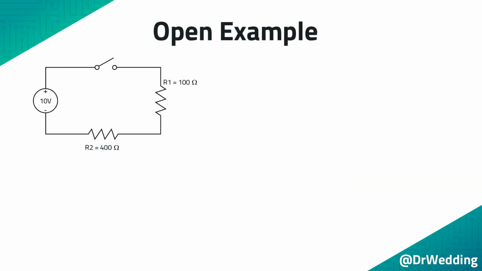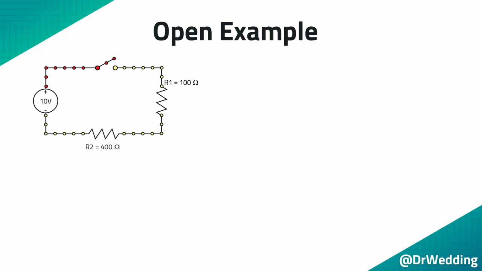First, let's investigate an open. An open is a break in the circuit. It might be an accident like a broken trace on a printed circuit board, or it may be intentional like a switch that opens and closes. In this example, the open is intentional, it is a switch.